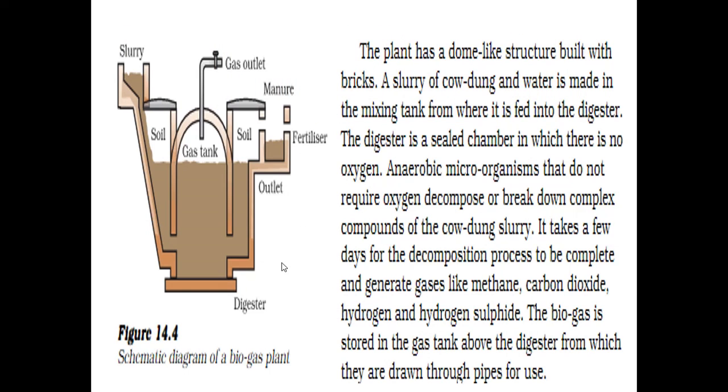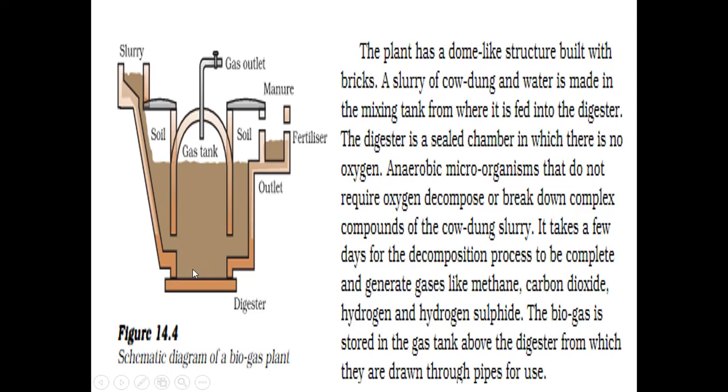Now let's see the biogas plant. A biogas plant has a dome-like structure built with the help of bricks. How do they produce biogas? First, a slurry of cow dung is mixed with water in a mixing tank, and from the mixing tank it is fed into the digester.